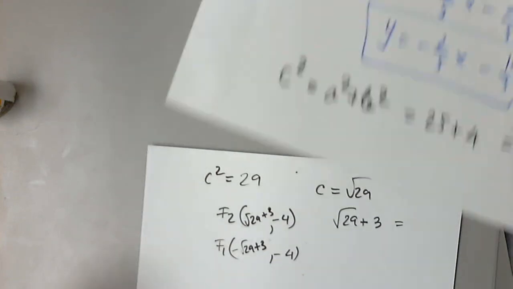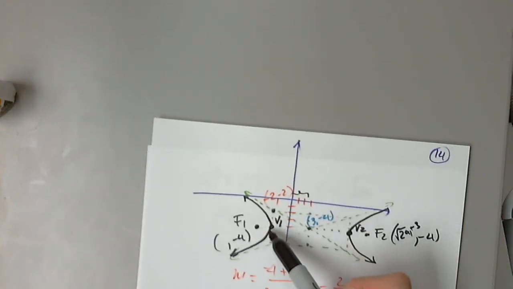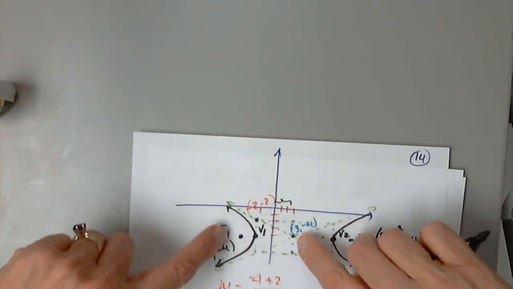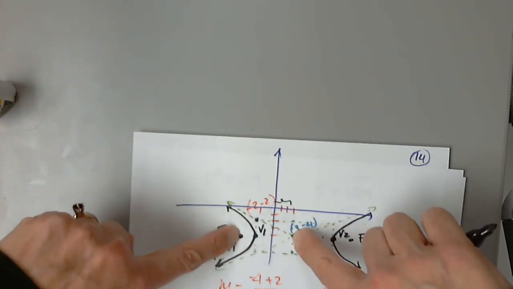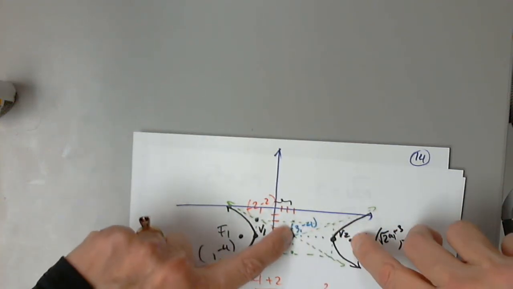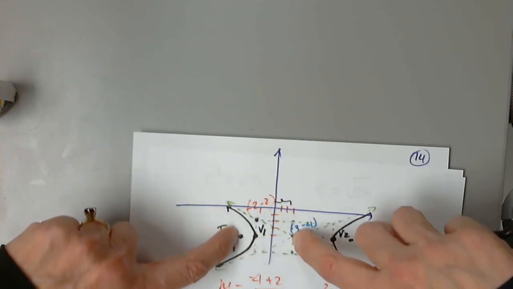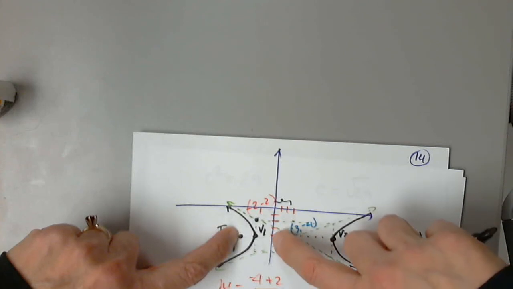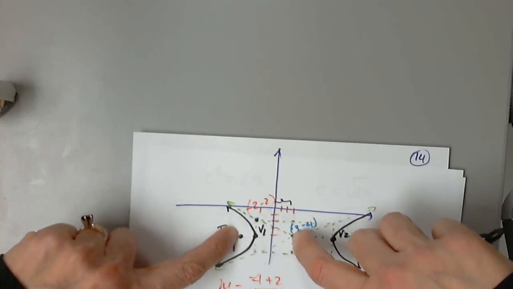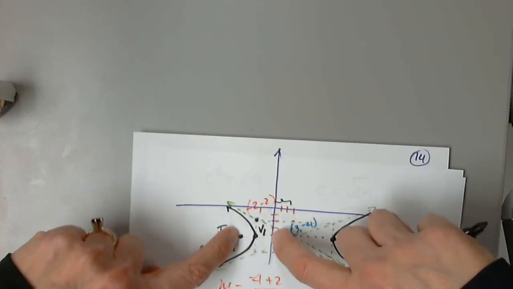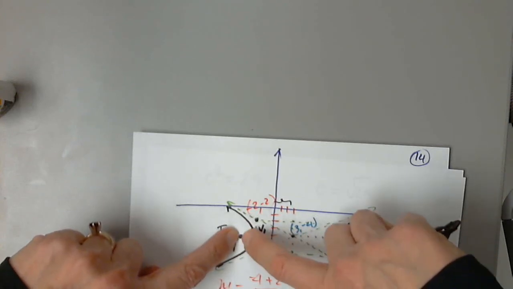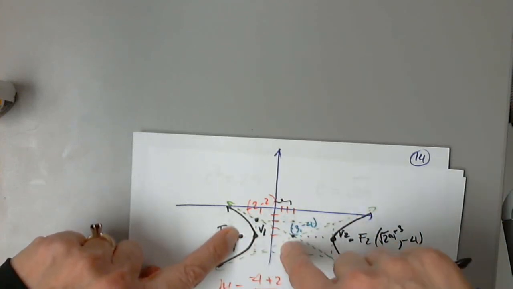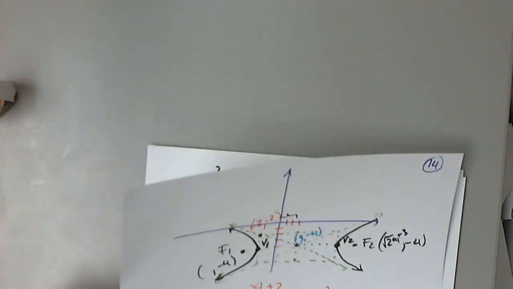Is it minus? So this distance has to be the square root of 29, because this one is the square root of 29 as well, right? So the square root of 29, and I subtract -3, right? So that's going to be negative the square root of 29 plus 3. Is that correct? Okay.